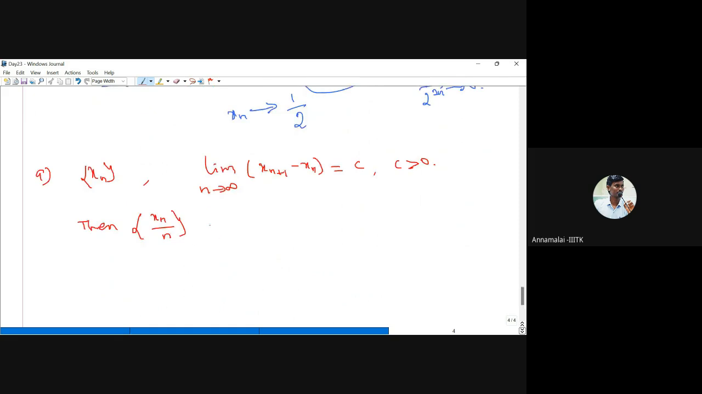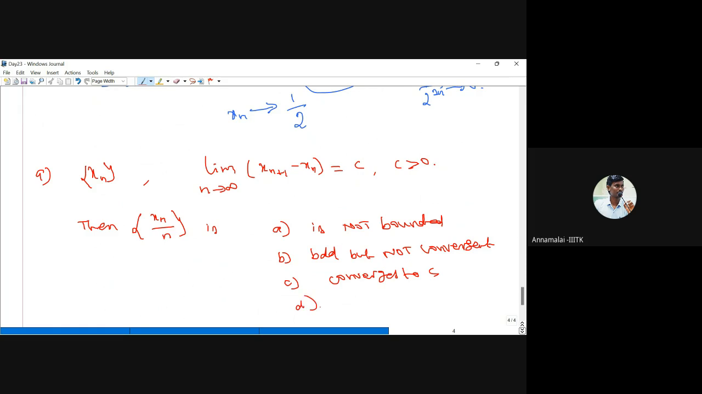The first option is not bounded, and the second one is bounded but not convergent. Not x_n, the new sequence x_n by n. The third one is converges to c. And the last one is converges to 0.